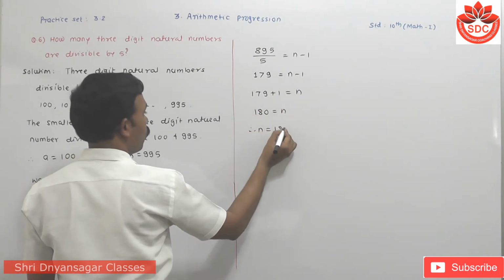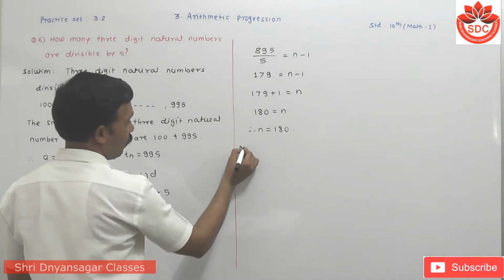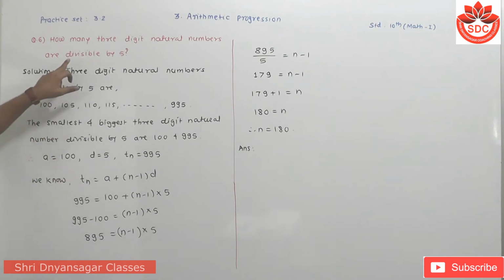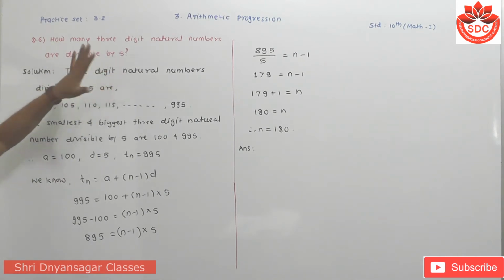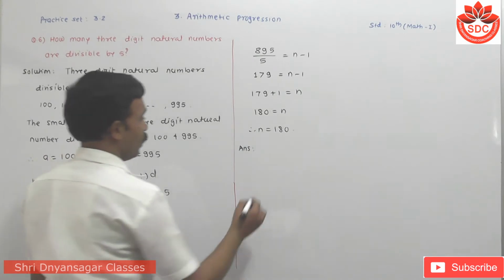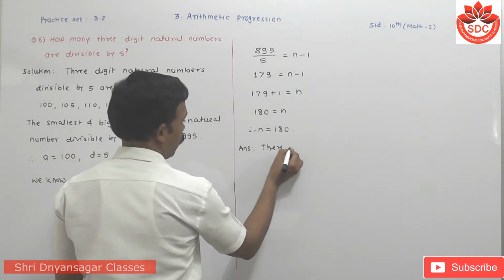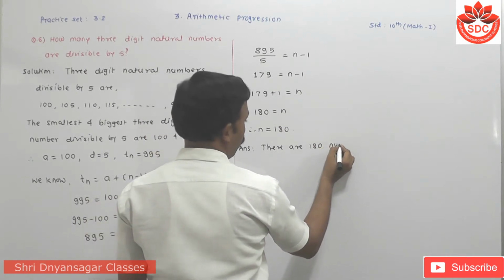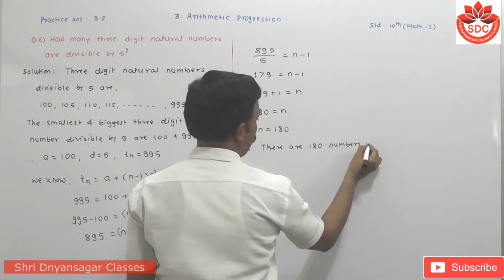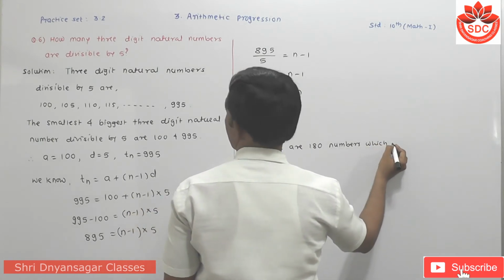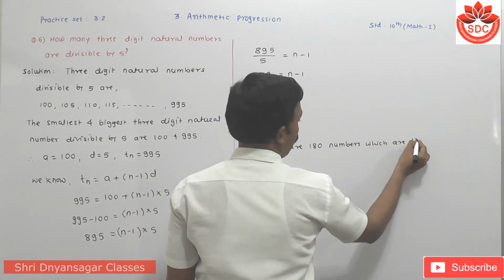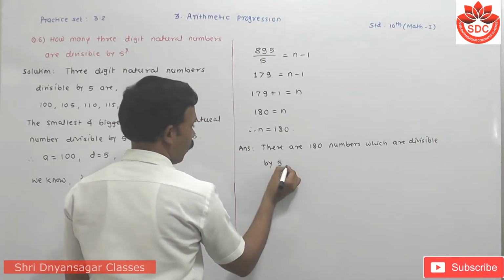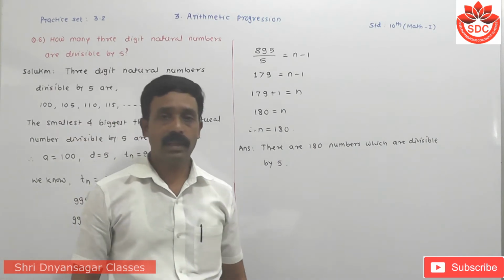That means n is equal to 180. Answer in a full sentence: how many numbers? 180 numbers are there, 3-digit numbers which are divisible by 5. Therefore, there are 180 numbers which are divisible by 5. Can you understand this? We take the next question.